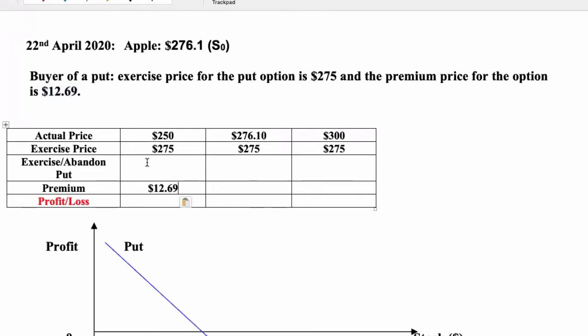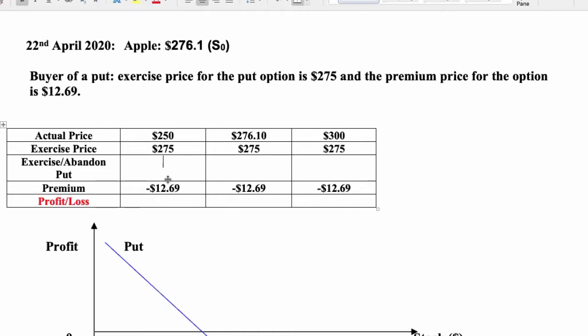Is this a negative or a positive? Negative. It's a negative because we're a buyer of a put. So that price is being paid for today. So we're just looking at the scenarios. They don't change, because that's payment made today. And now we find out whether we're going to exercise or abandon the option.